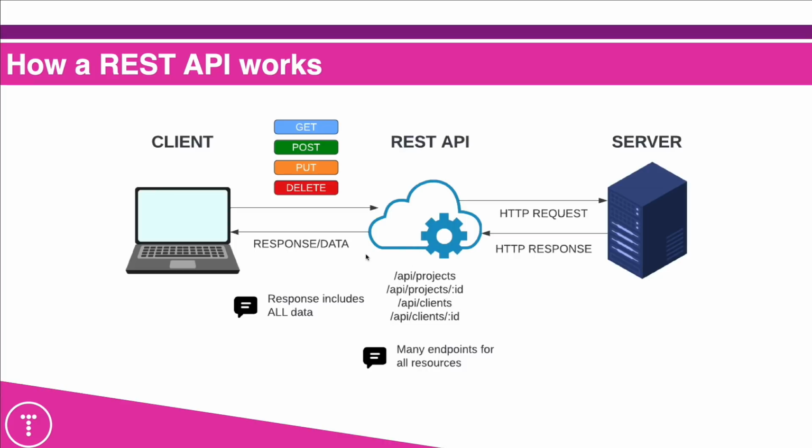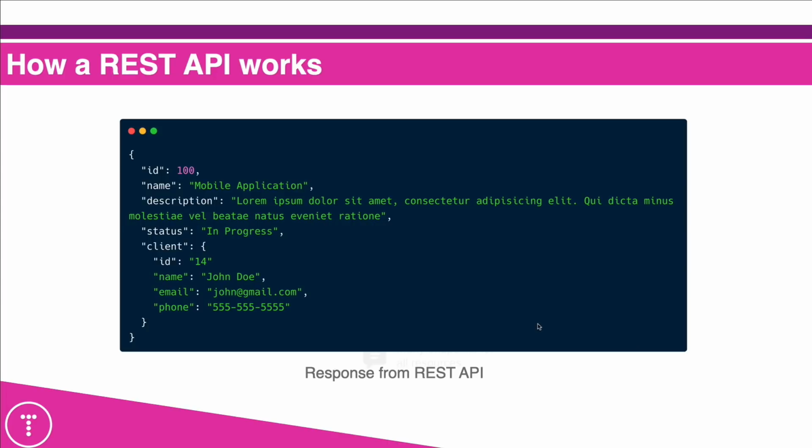And then you would get your data back, and your data would include all of the data. You're always going to get the same thing back when you hit a certain endpoint of a REST API. And your data will typically look something like this. It'll be JSON data. In this case, we have an ID, name, description, status, and client.